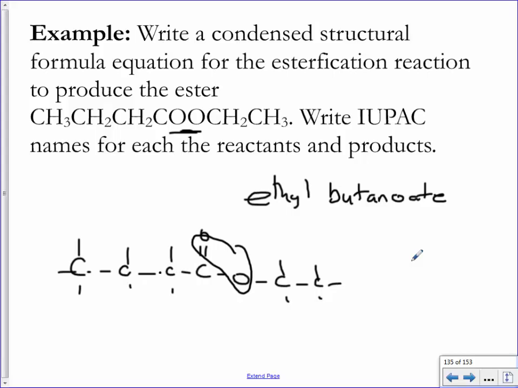Okay, so let's answer the question though. Let's try to figure out how to produce the ester. So let's go backwards. In order to produce the ester, you would have needed 1, 2, 3, 4 in a row.